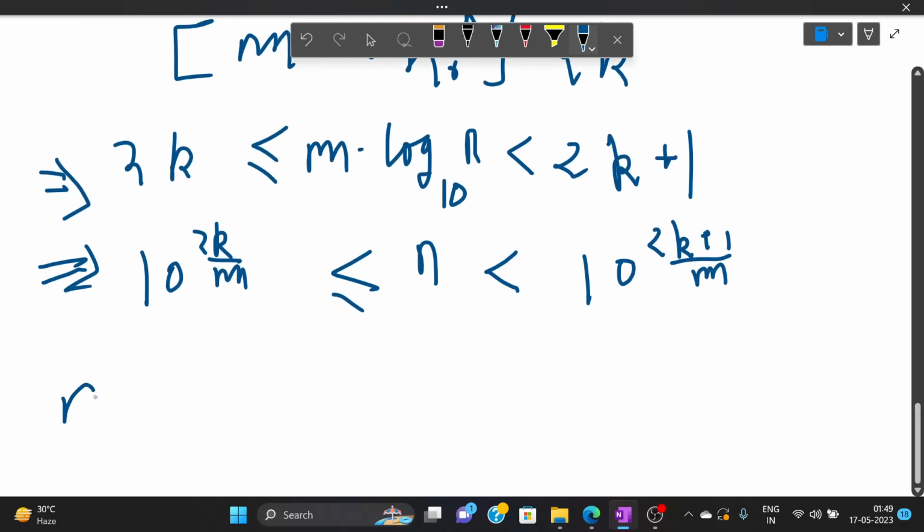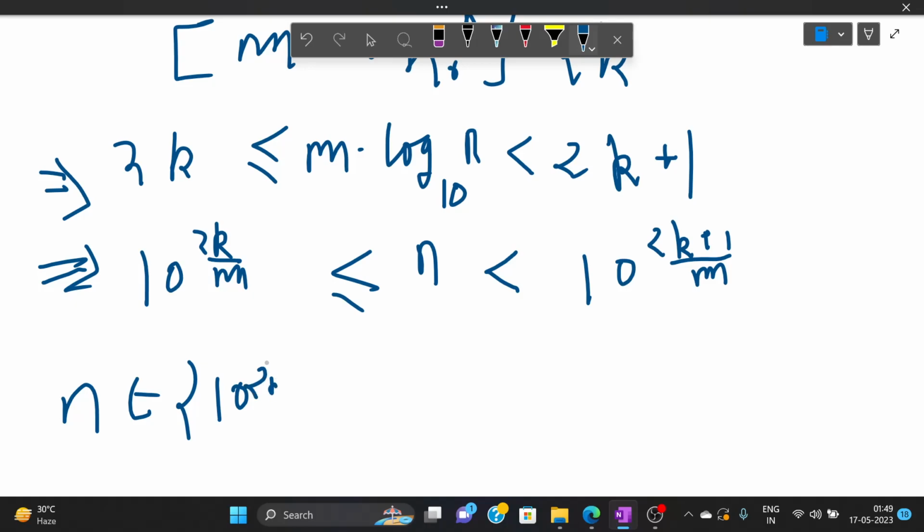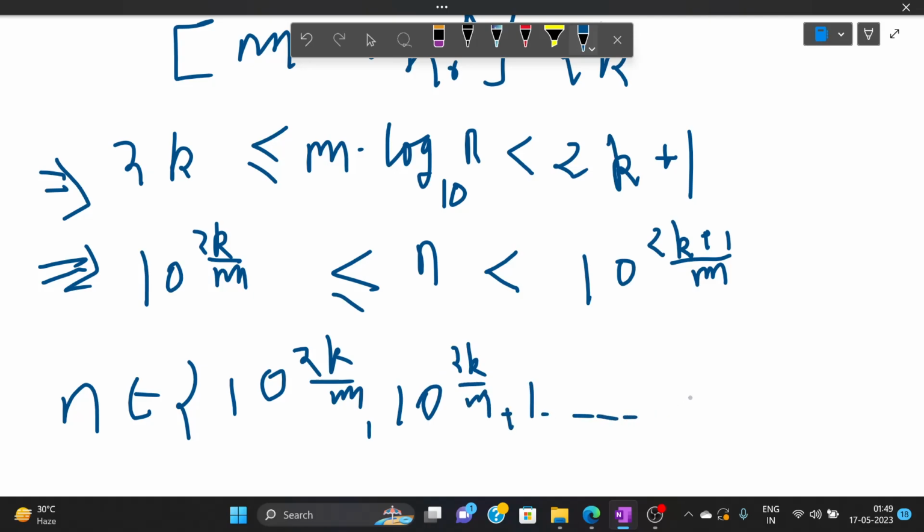So n belongs to 10 to the power of 2k by m, 10 to the power of 2k by m plus 1, and so on till 10 to the power of 2k plus 1 by m minus 1.